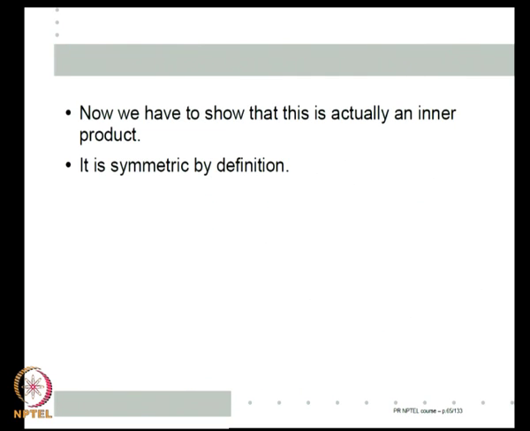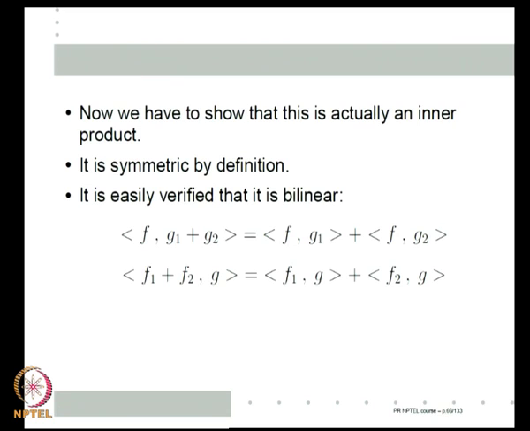So, by definition it is symmetric and it is bilinear, and similarly you can show that if one of the arguments is multiplied by a constant, the inner product gets multiplied by that constant.